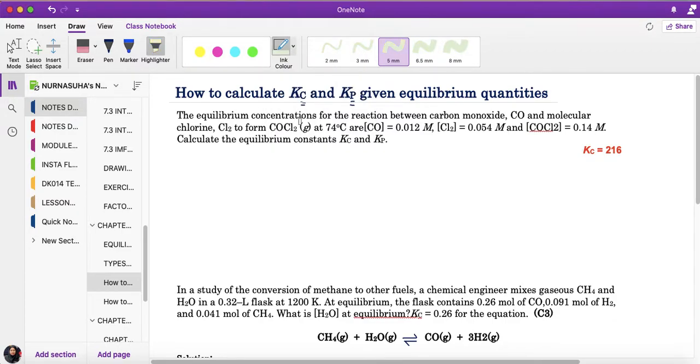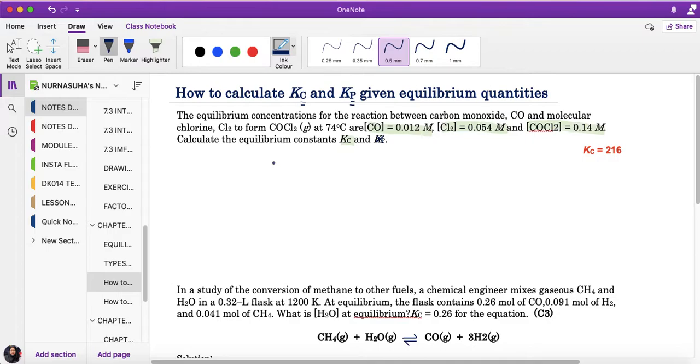Okay, the equilibrium concentration for reaction between carbon monoxide and molecular chlorine to form COCl2 at 70 degree C. Dia bagi awak concentration of CO 0.012 molar, concentration of chlorine 0.054, concentration of COCl2 0.14. Calculate Kc. Okay, now Kp kita tak cari ya. Kita cari Kc sahaja.